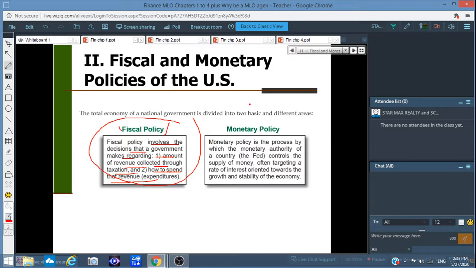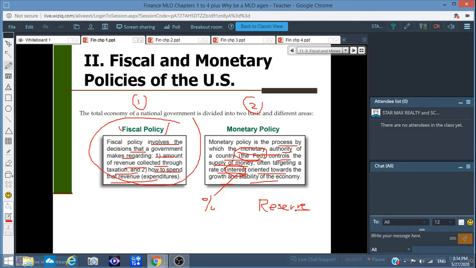And then the second one. Monetary policy is what? Control of the money. It's the process by which the monetary authority of the country, the Fed, like the central bank, controls the supply of money, often targeting the rate of interest, oriented toward the growth and stability of the economy. The most important thing is controlling the interest rate. Secondary, they control the reserve.